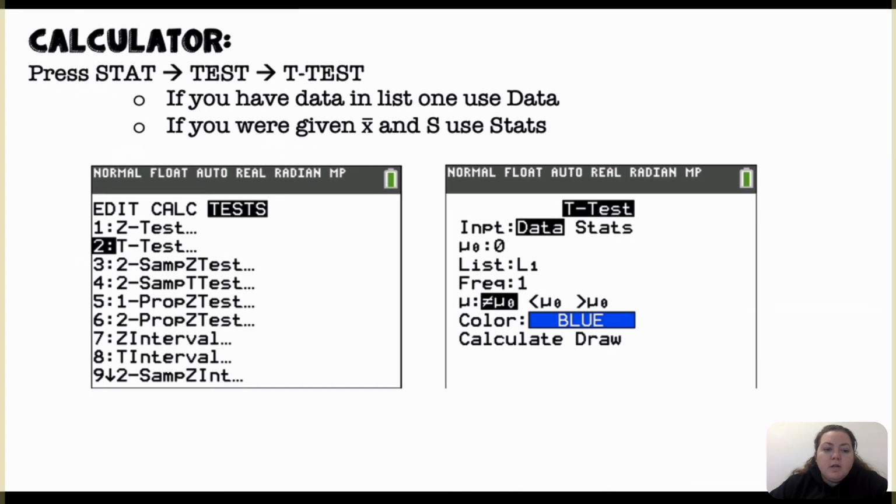In your calculator, you're going to go to stat, test, and then you're going to pick an option for a t-test. Again, if you have data, you're going to choose the data option. If you have stats, you're going to choose the stats option, and you'll enter in the sample mean and the sample standard deviation.